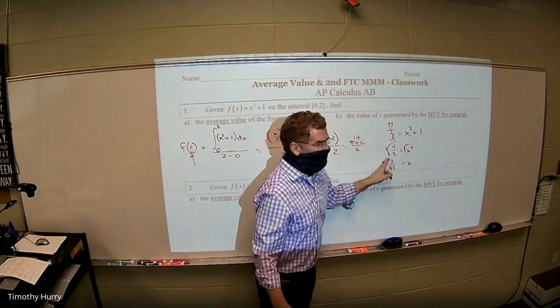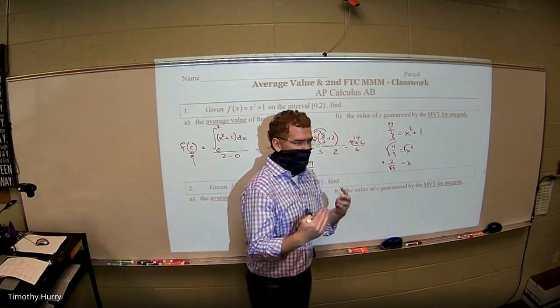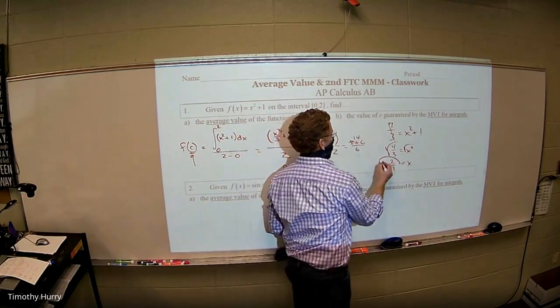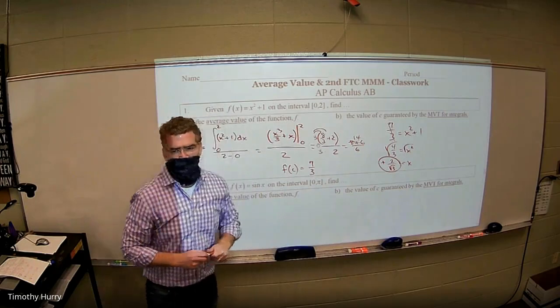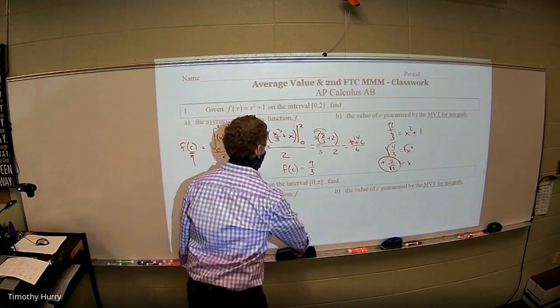And then I can keep that because root 3 is about 1.7. So 2 over root 3, 2 divided by 1.7 is 1-ish. That's on that interval. So I'm good. And I don't need to rationalize. If I want to, great, but AP doesn't care.